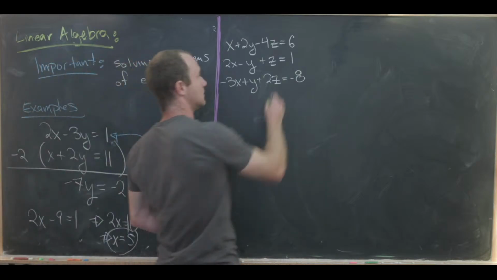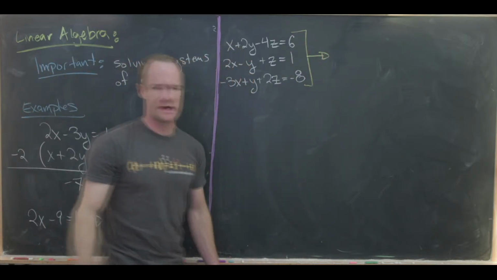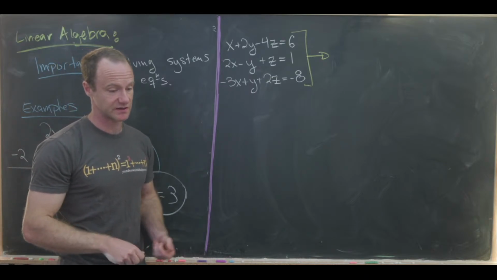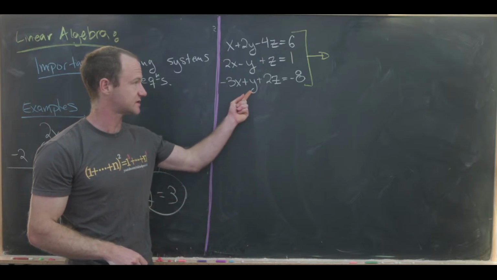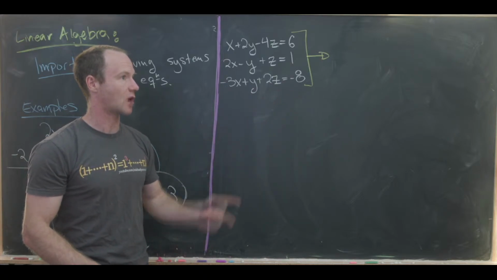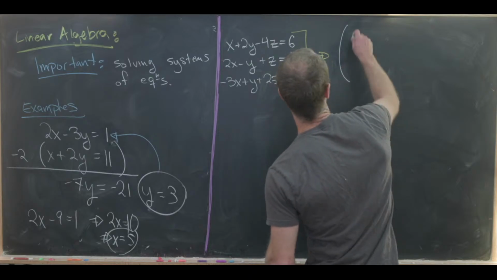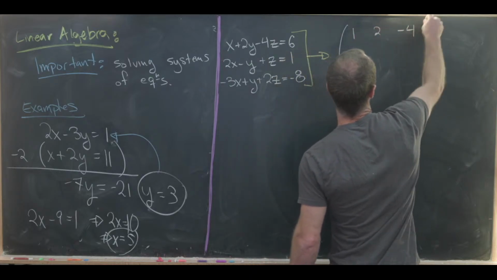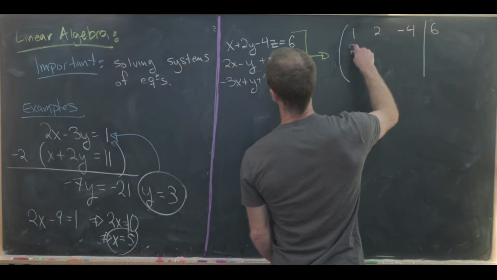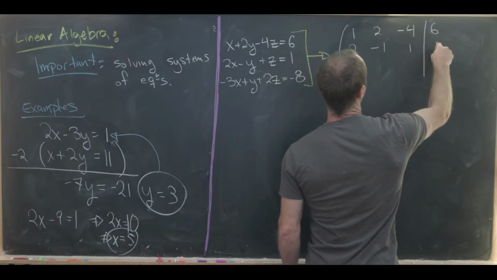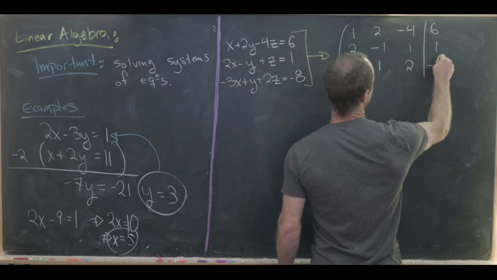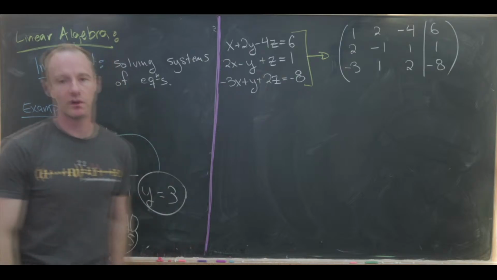Okay, so maybe something you would learn in an algebra 2 class in high school would be to put this into what's called an augmented matrix. So that's going to be a 3x3 matrix of the coefficients of the left-hand side of this equation, and then a constant column on the right. So here we have 1, 2, negative 4, 6. That's just a quick way of writing this first equation. 2, negative 1, 1, 1. That's a quick way of writing that second equation. Negative 3, 1, 2, negative 8. That's a quick way of writing this third equation.